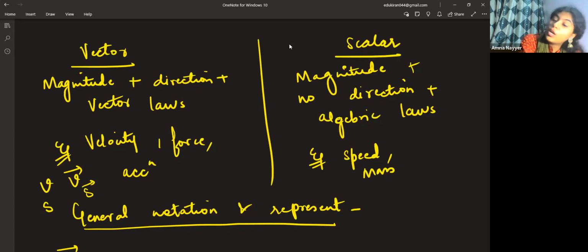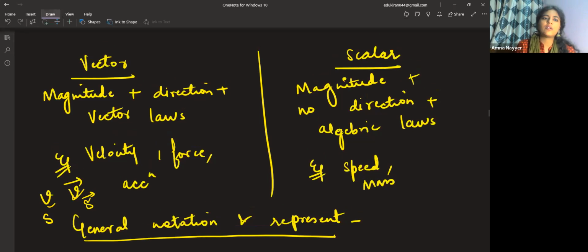But if instead of speed, you're having velocity, then this is not definite. For velocity, 1 meter per second plus 1 meter per second is not necessarily two. It can be two, it can be less than 2, it can be minus 2 also, it can be 0 also, it can be 4 also. So that's why we have these separate vector laws, right? These are not like your algebraic laws. You have various quantities like velocity, force, acceleration. These have been mentioned over here. Velocity, acceleration, displacement, these are all present here.